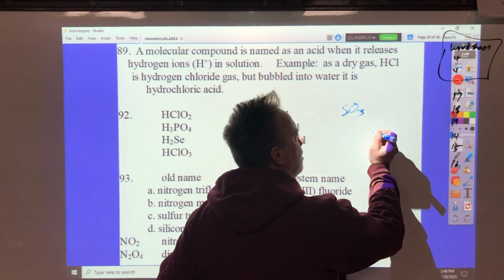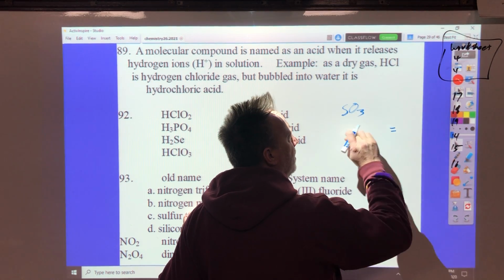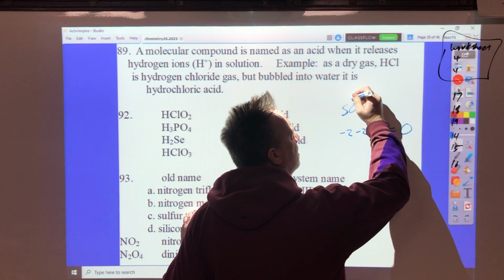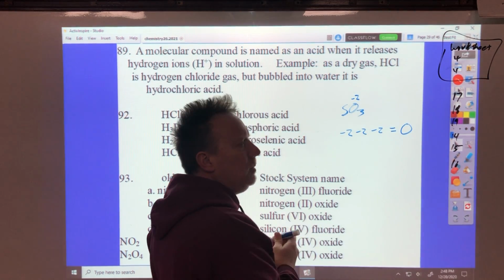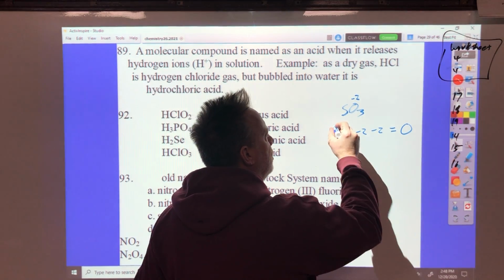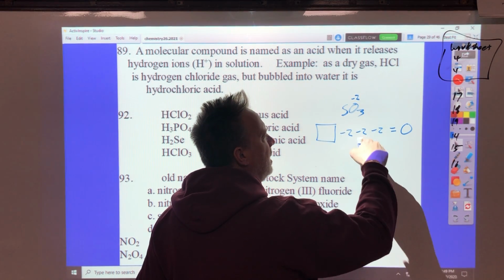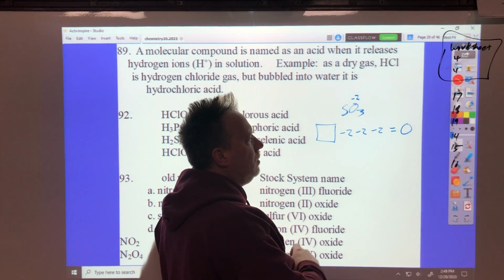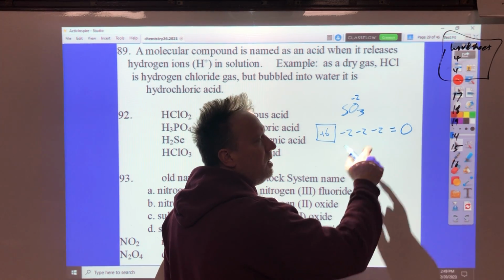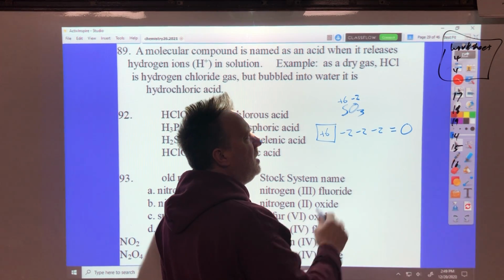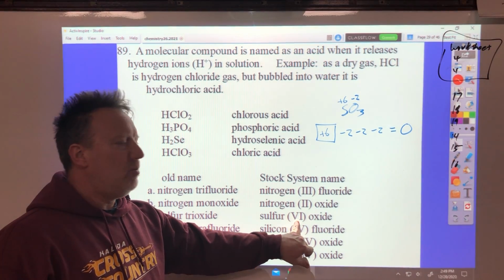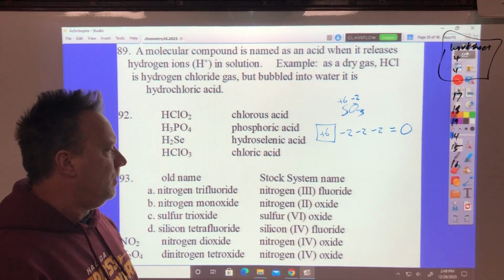So this is a neutral compound, so this has to add to 0. -2, -2, -2, oxygen's oxidation number is -2. The charges I'd write 2 minus, oxidation number is written -2. So what must this one sulfur be for this to add up to 0? +6, -2, -2, -2 is 0. So sulfur's oxidation number is +6. That's why its name is sulfur VI, with Roman numeral 6, oxide.